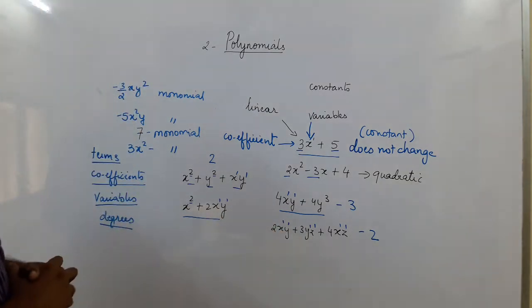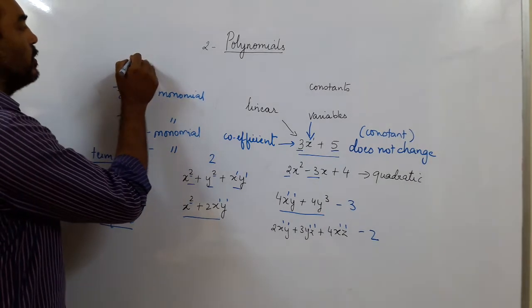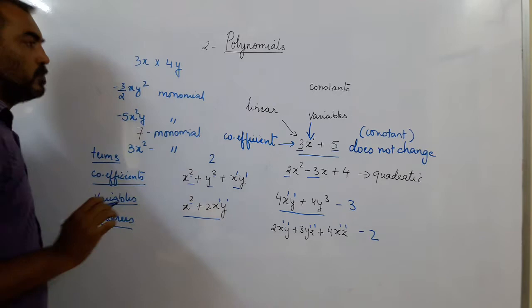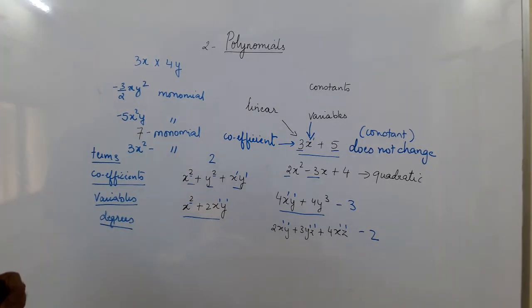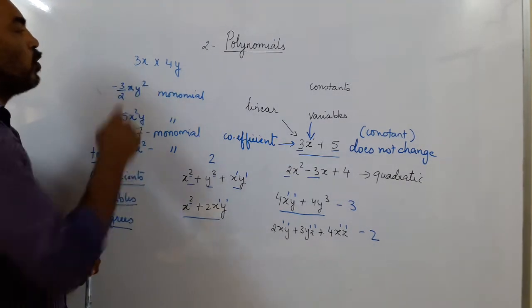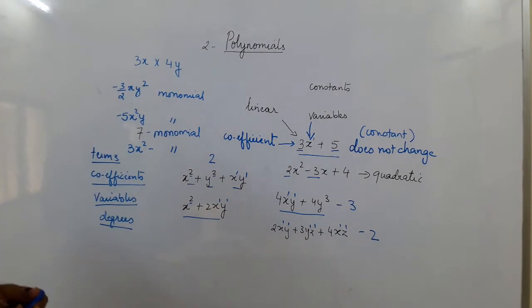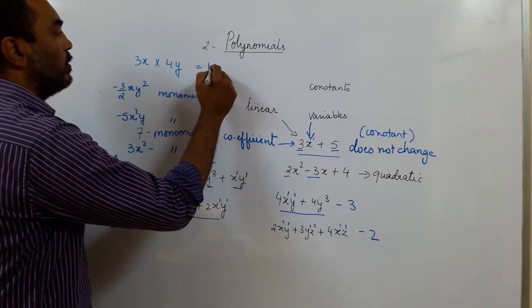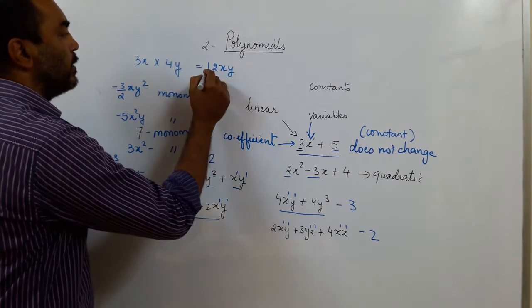So what do you understand? Okay. So let me ask you a question. First of all, 3x into 4y. Yes. 3x into 4y. Is it a monomial or a binomial? Can you answer this question? 3x into 4y is monomial or binomial? This can be solved as 3 fours are 12 into x into y.